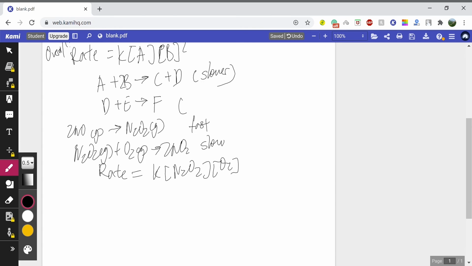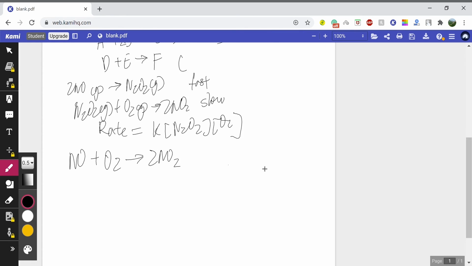But let's first take a look at the original reaction, the overall reaction. All right, the overall reaction will be 2NO plus O2 makes 2NO2. If this is our rate, N2O2 is not even part of the overall reaction. It is made from our NO. So this cannot be our overall rate law. We need to do an extra step.